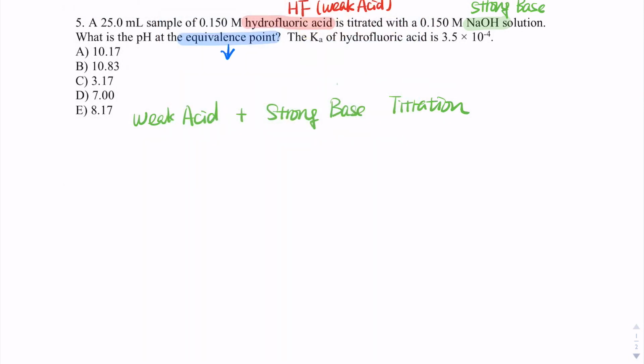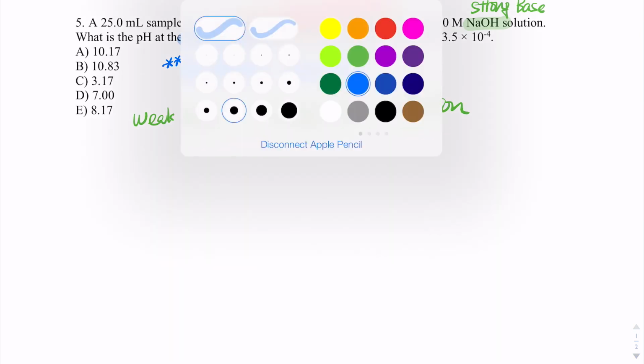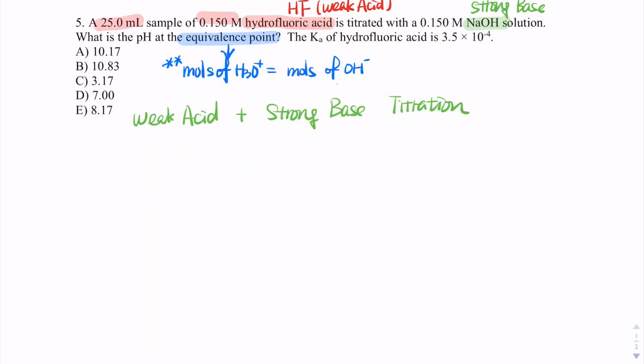Equivalence point should be translated into moles of the hydronium ion equals moles of hydroxide ion. That should be translated into this information, and that's going to help you. You have the volume and concentration of the acid. Let me highlight it for you. You have the volume and the concentration for the acid, and the concentration for the base. In order to deal with moles, you're missing the volume.